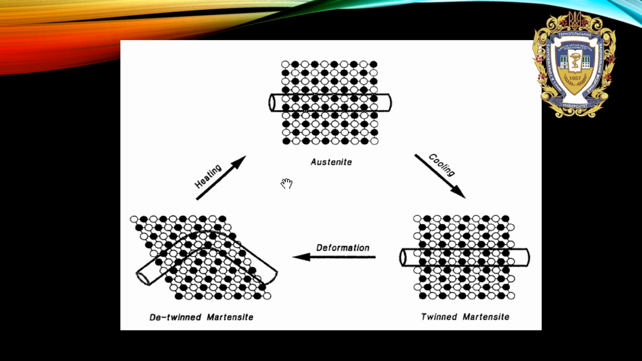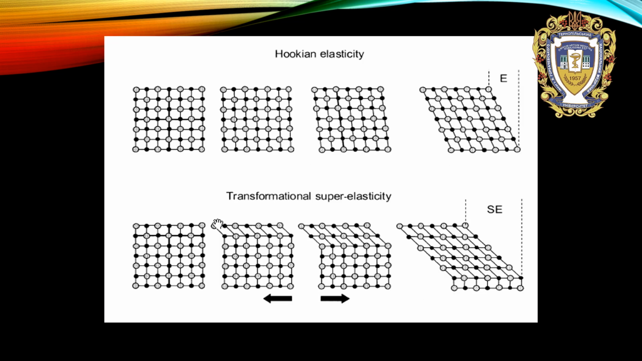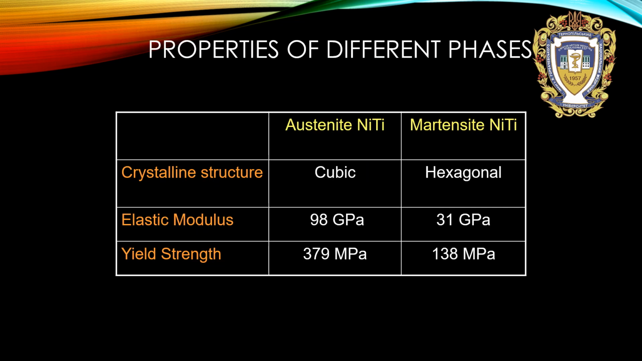Heating, cooling, deformation. The same processes. This table shows properties of different phases. Austenite nitide has a cubic crystalline structure. Martensite nitide, hexagonal.